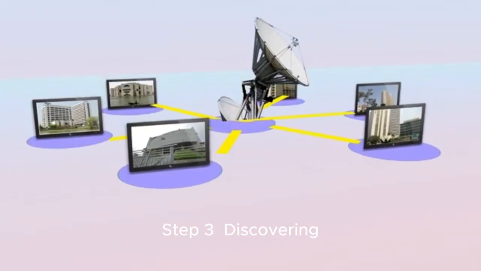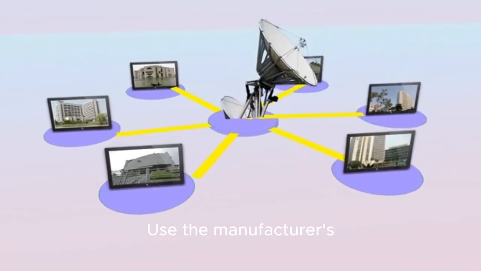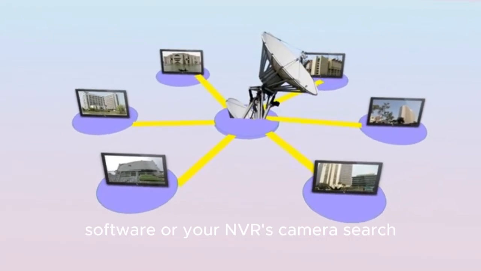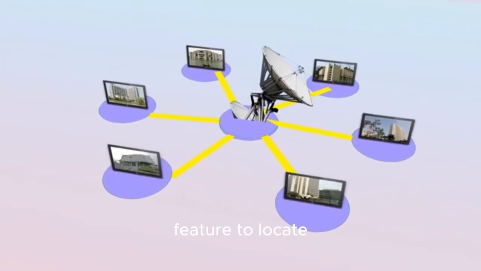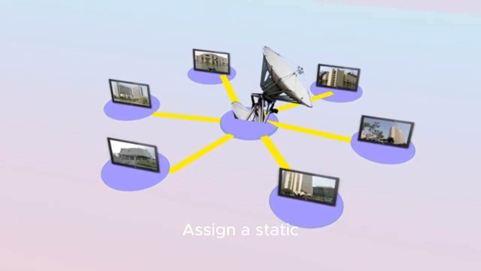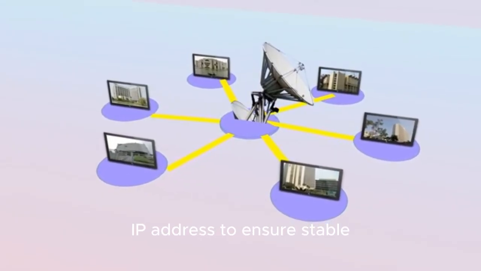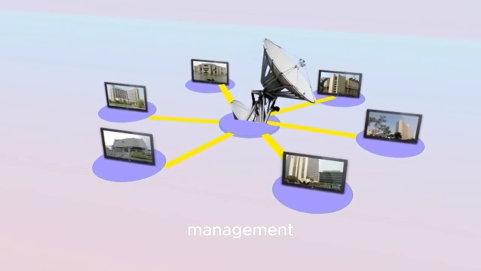Step 3. Discovering the camera on the network. Use the manufacturer's software or your NVR's camera search feature to locate the camera on the network. Assign a static IP address to ensure stable connectivity and easier management.